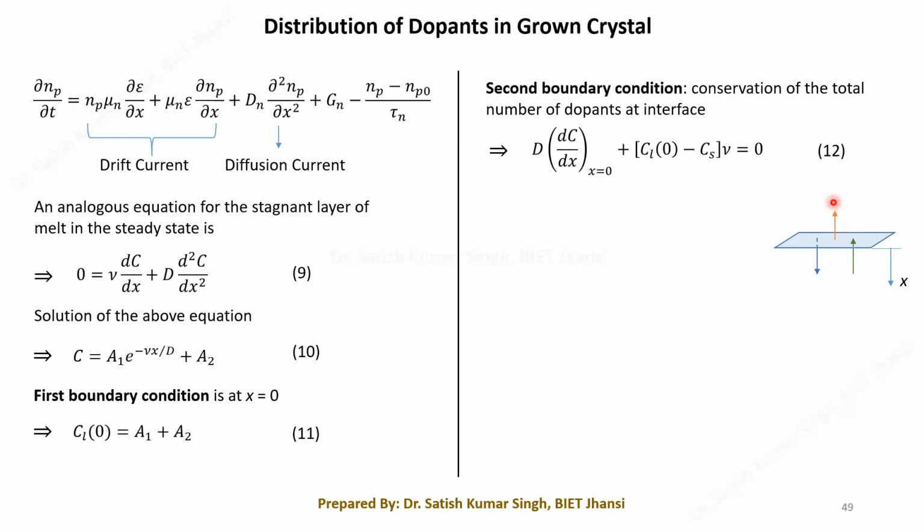Now this particular term we have written here as minus Cs into nu. Nu is our pulling rate. So in the solid, the concentration of our dopant is Cs, and it is transported with this particular rate, the pulling rate. Because it is going away from the surface, we write minus Cs into nu. This way the dopant is being transported out of this particular layer.